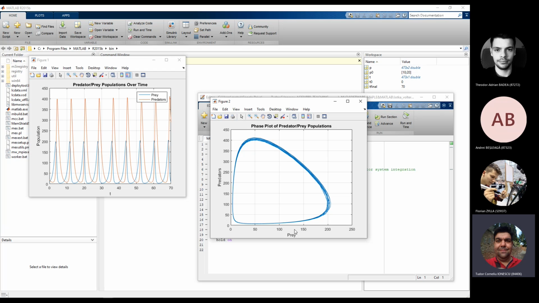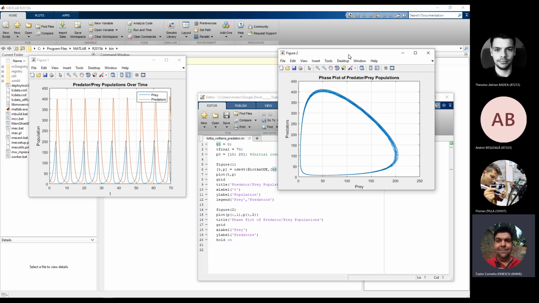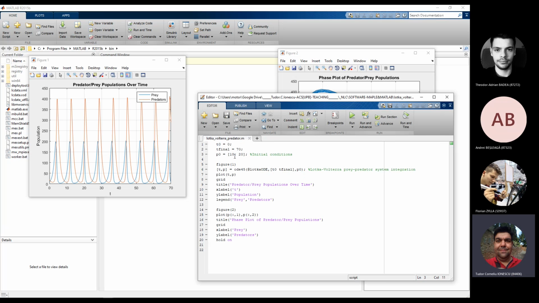This is a geometric concept. Predator versus prey, and it's very interesting. You see, it's a limit cycle. Do you see that? This is specifically nonlinear, so it's oscillating all the time. This is a limit cycle. Now you can play with the initial conditions.